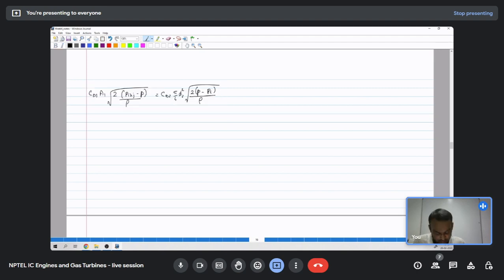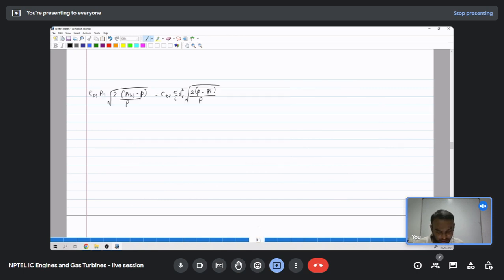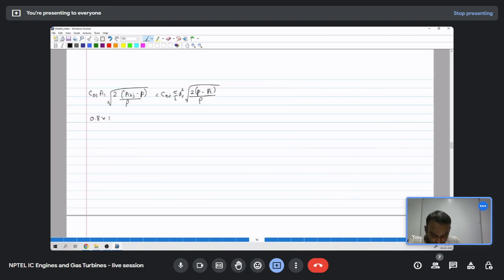Okay, so here CD1 is 0.8 and area is 1.75. I can have area in terms of mm, so because this also will be in mm, this also will be in mm, so I can have that.